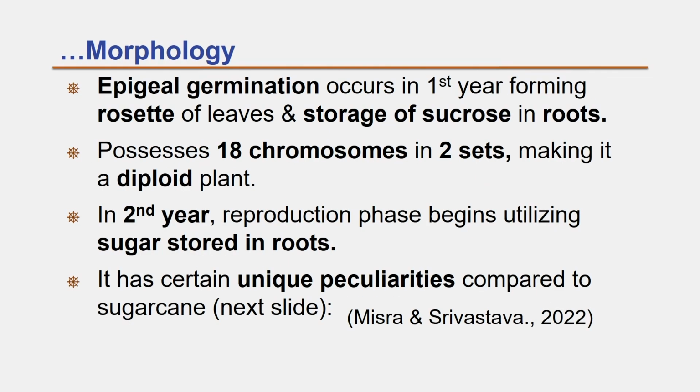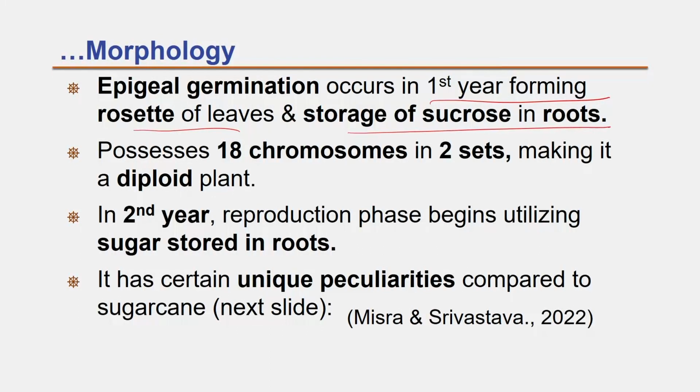Epigeal germination occurs in the first year, forming a rosette of leaves. A rosette of leaves means the leaves are very closely bound. They are bound on a small axis in large number, and sucrose is stored in the roots. So sucrose is the sugar of beet. It possesses 18 chromosomes in 2 sets, making it a diploid plant.